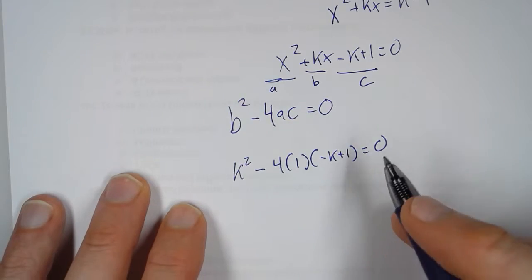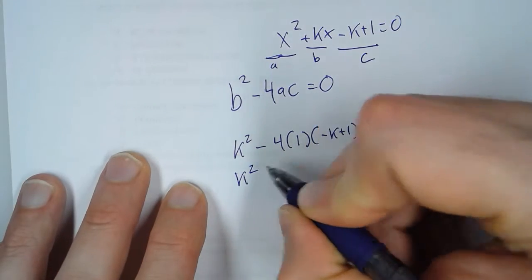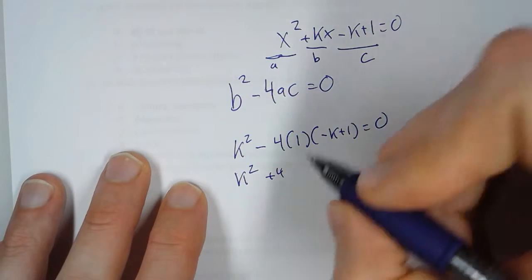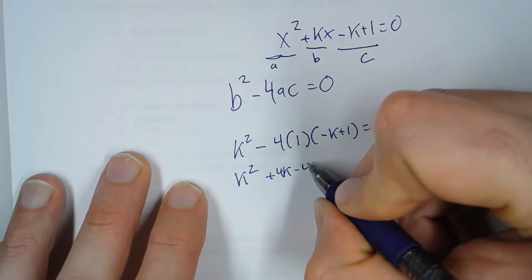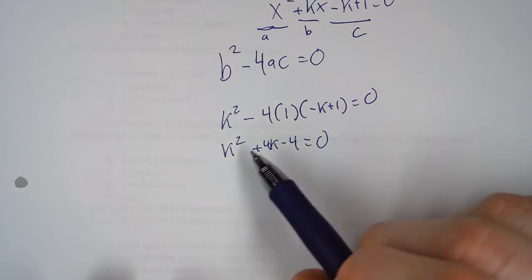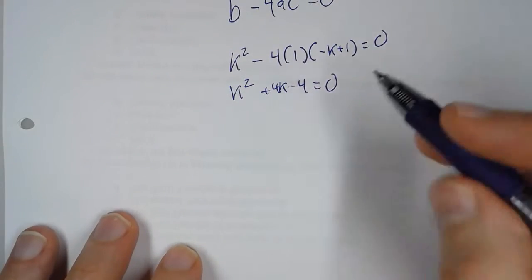So if we multiply this out, we get k squared, negative 4 times k is plus 4, negative 4 times 1 is minus 4 equals 0. So what we get is another quadratic. Now we can solve this with the quadratic formula.